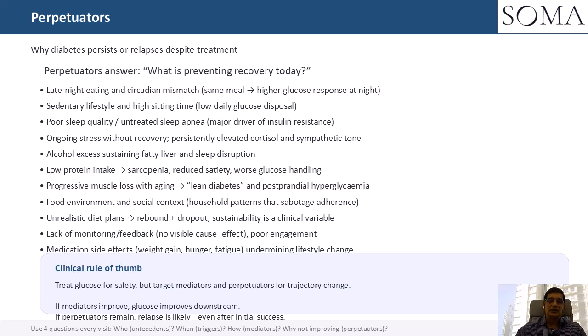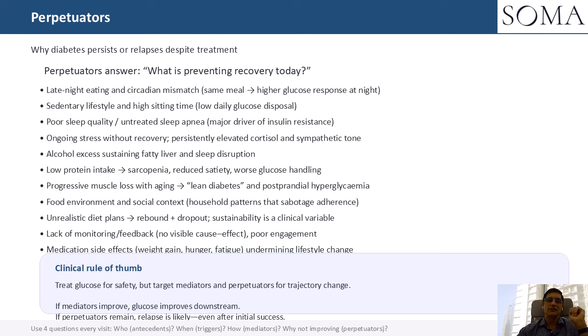Ongoing stress without recovery, high cortisol and sympathetic tone becomes chronic. Alcohol excess. Even moderate daily alcohol in some patients sustain fatty liver and sleep disruption. The low protein intake, especially in our country, India, this contributes to sarcopenia, poor satiety and worse glucose disposal capacity. Loss of muscle mass, especially with aging. This is a major perpetuator in older patients and in lean diabetes.